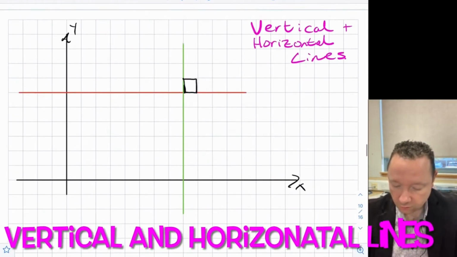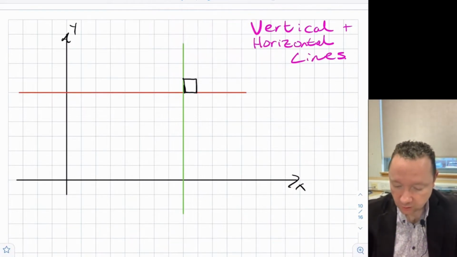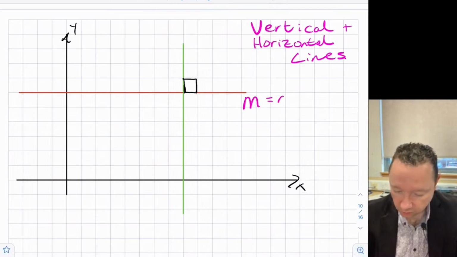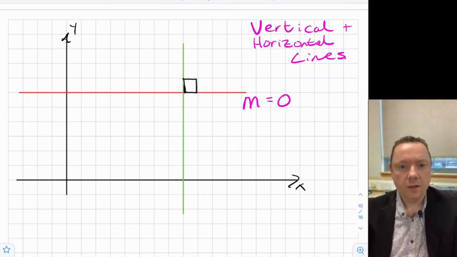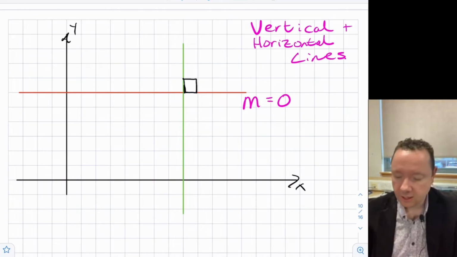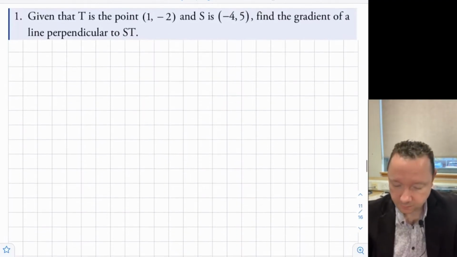Let's have a look though, first of all, at vertical and horizontal lines. The problem with these ones is the gradient of a horizontal line is just 0. So the gradient of this line is just 0. But if we take the gradient of the vertical line, well, that's undefined. So that's, I suppose, the one time when it doesn't work, because undefined times 0 is not minus 1. But you should know vertical and horizontal are at right angles anyway.